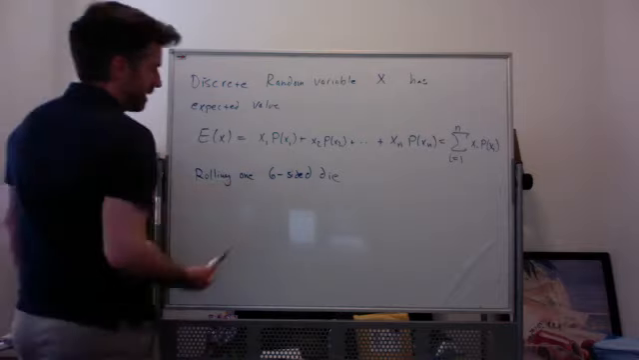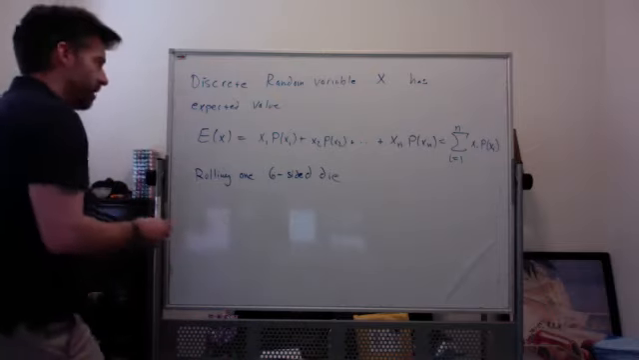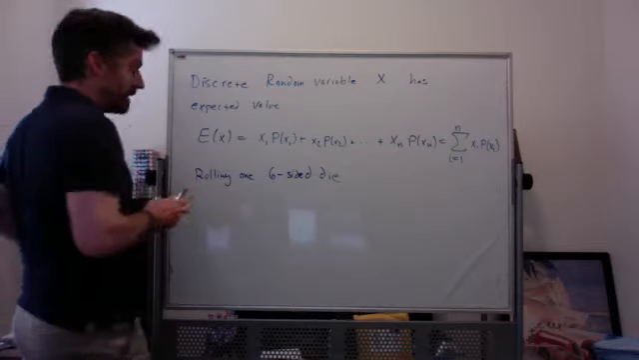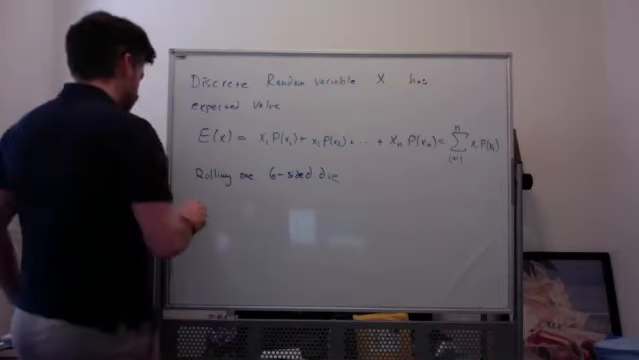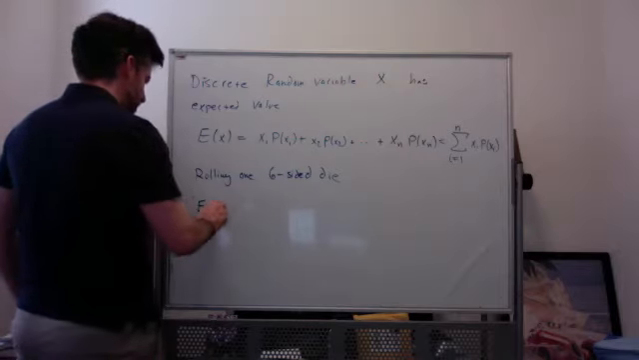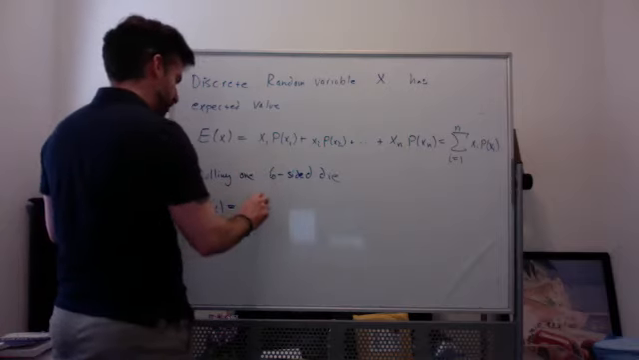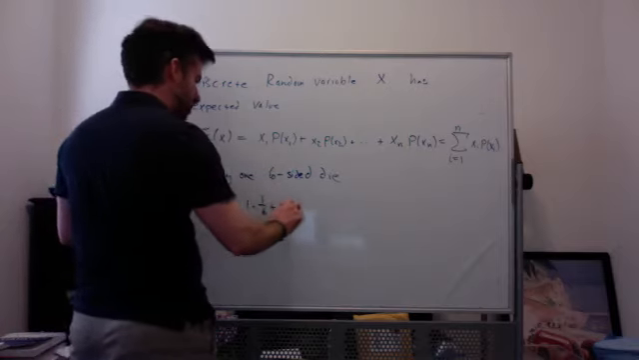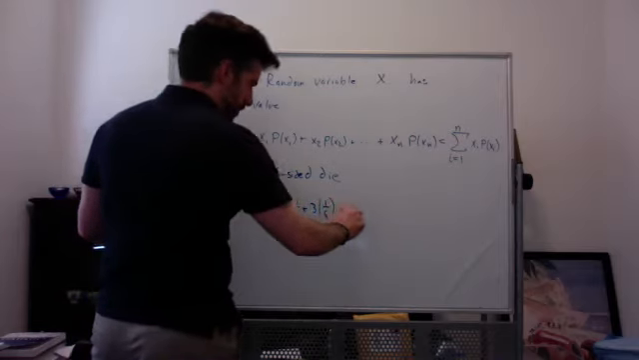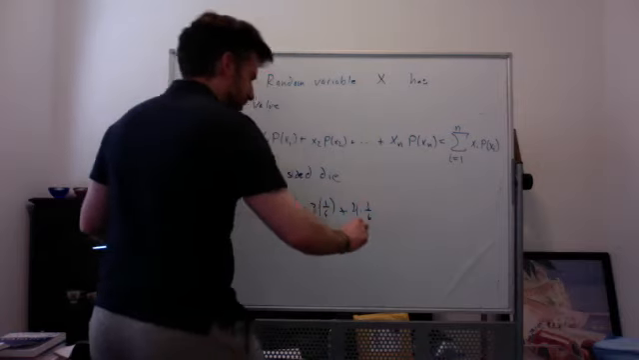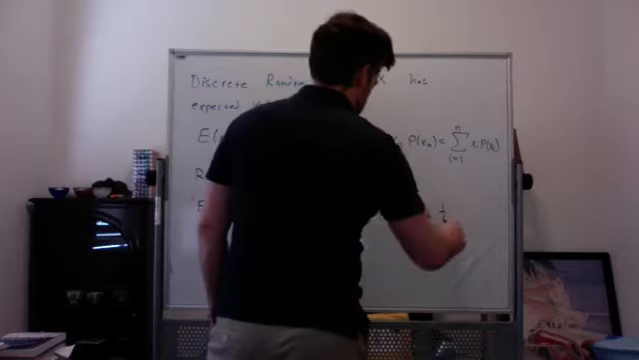So if I'm rolling one 6-sided die, let's figure out what the expected value of that's going to be. Well, there are 6 sides, and each side has an equal probability of being rolled. So each side has a 1/6 probability. So the expected value is going to be, well, I can roll a 1, and the probability is 1/6, or a 2, probability 1/6, or a 3, probability 1/6, or a 4, probability 1/6, or a 5, with probability 1/6, or a 6, with probability 1/6.